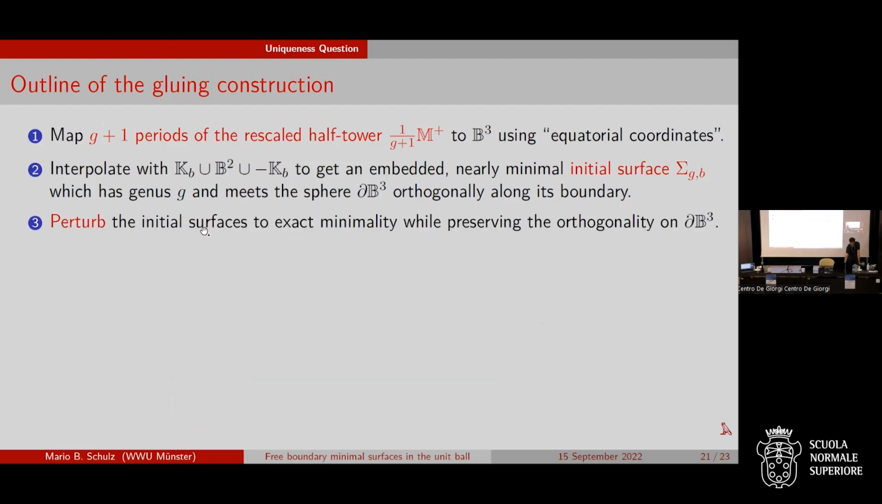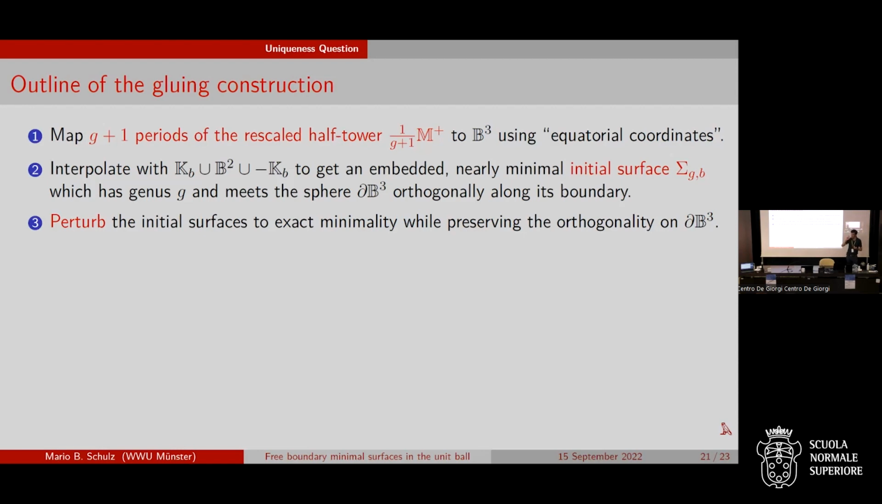Then, of course, the idea is to perturb this initial surface again to exact minimality while preserving everything else. It's already orthogonal along the boundary. Both the Scherk piece and the catenoidal piece are already orthogonal on the boundary. But then you want to perturb this gluing bit a little to exact minimality. This is an inverse function theorem kind of argument. The configuration is already very close to minimal.